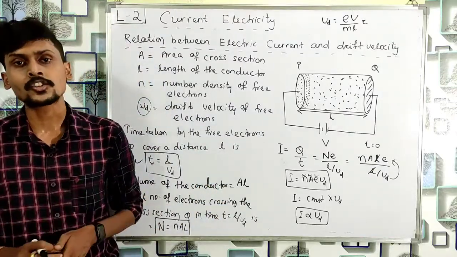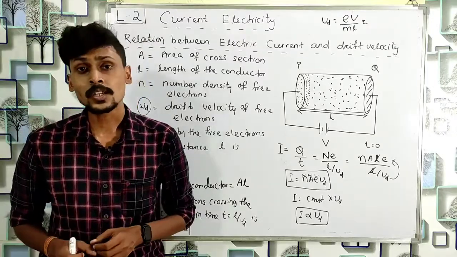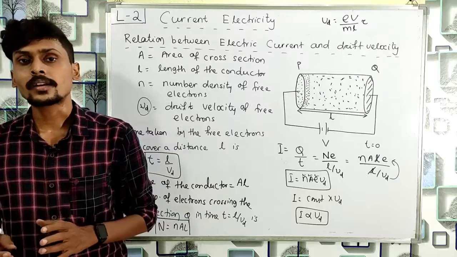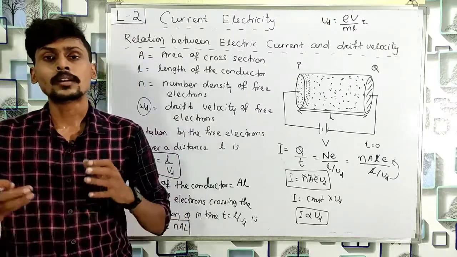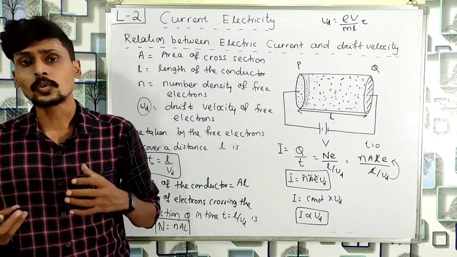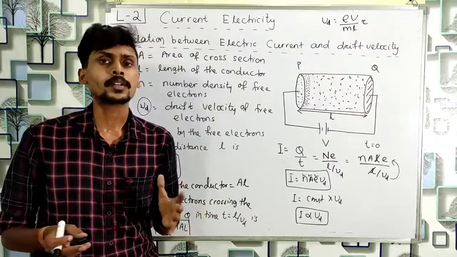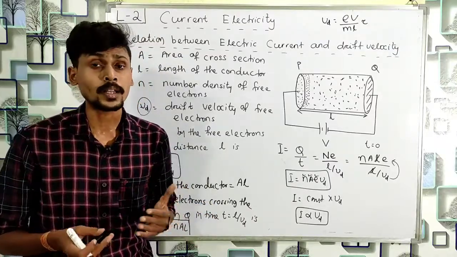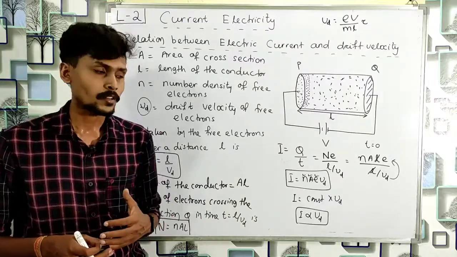So that's all for this lecture. In the next class, we'll discuss Ohm's law, which gives us the relationship between electric current and potential difference. And also from Ohm's law, we'll discuss two new concepts, which are resistance and resistivity. All of you have studied resistance and resistivity in class 10, so that will be easier to understand for you.